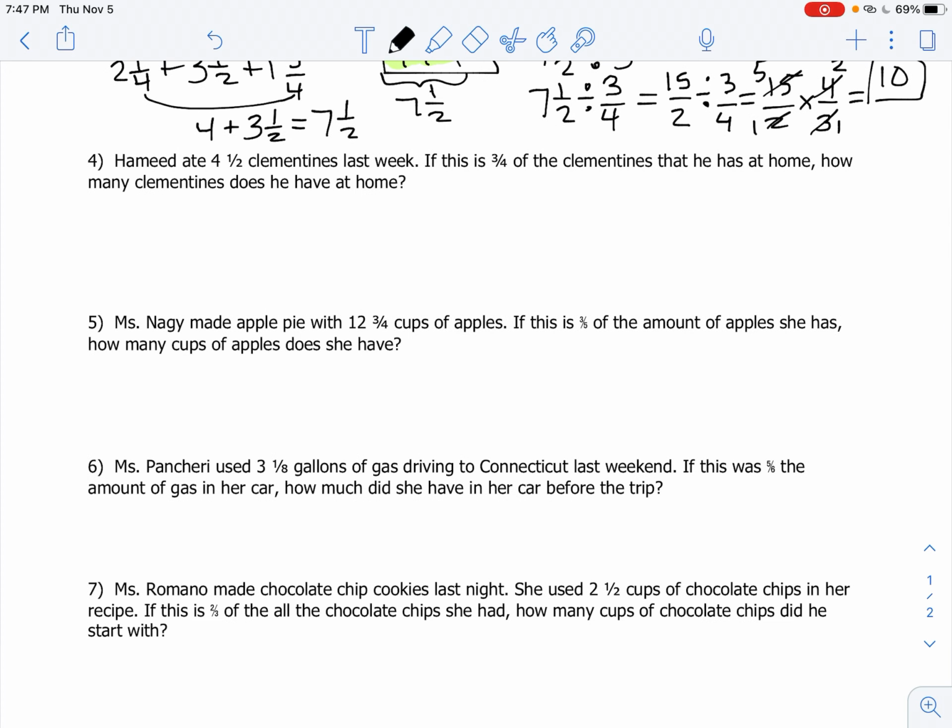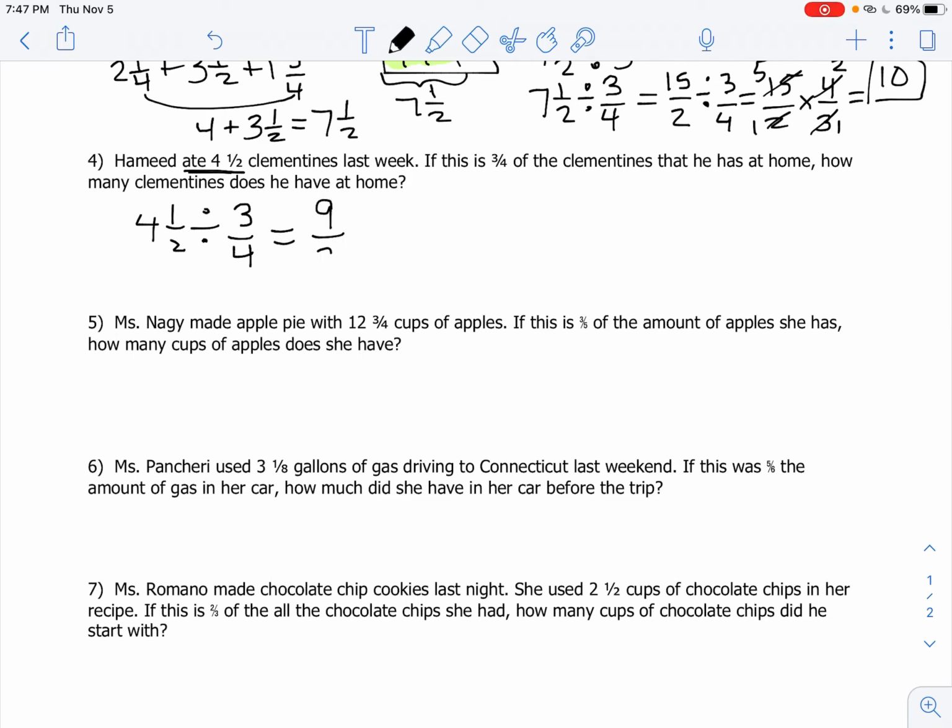Number 4, Hamid ate 4.5 clementines last week. If this is 3/4 of the clementines that he has at home, how many clementines does he have at home? So if you'd like to continue drawing the models, you can keep drawing that. I'm just going to take how much he ate, that's what we're going to start with, and then the part that it represents is what we divide by. So we're going to take our 4.5 and divide it by 3/4.